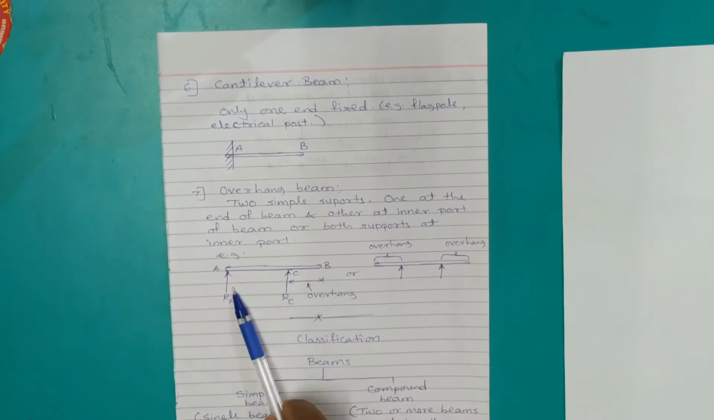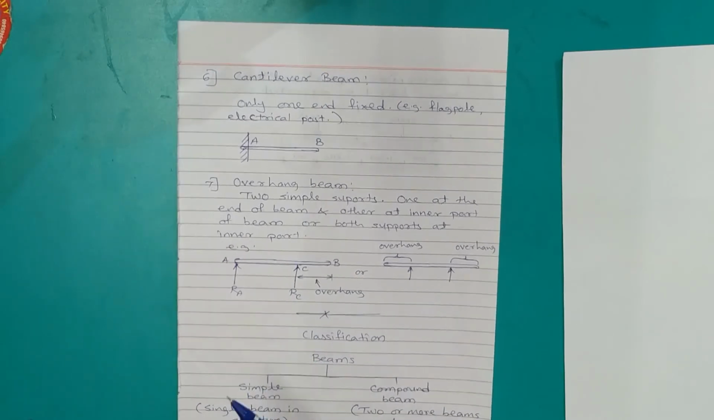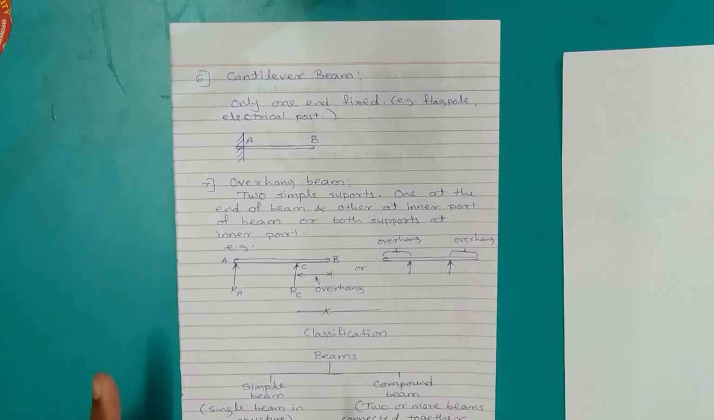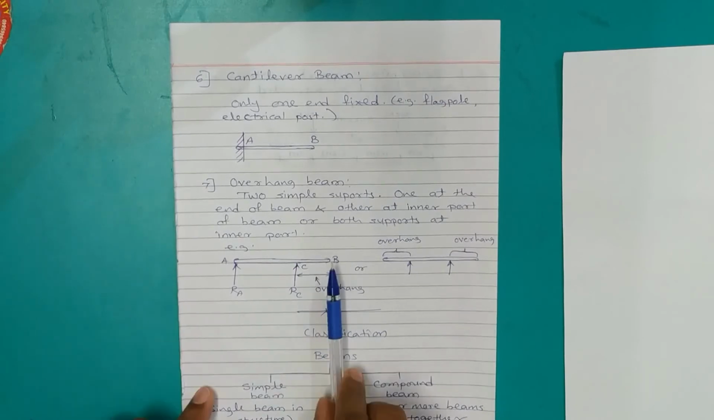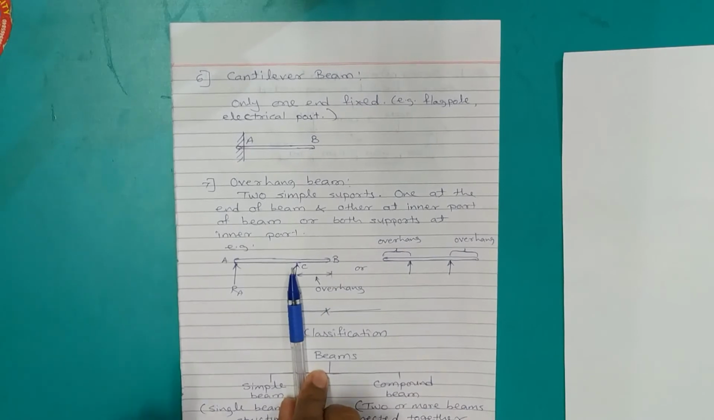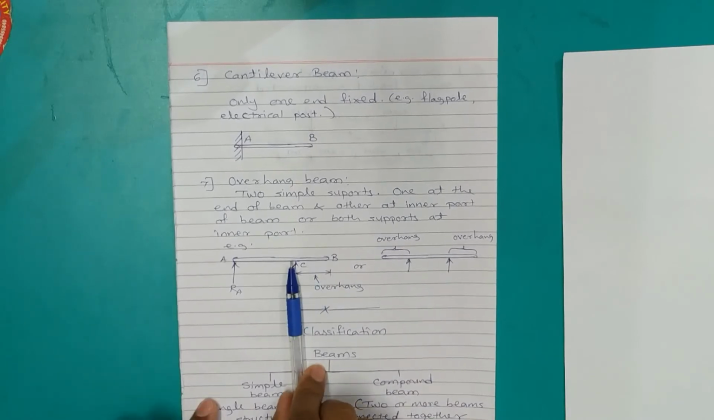In overhang beam, necessarily both the supports are going to be simple only. Then what is the difference between simply supported beam and the overhang beam? Here, out of the given 2 simple supports, at least one support should not be present at the end but somewhere on the inner side. At least one support should be present on the inner side of the beam.